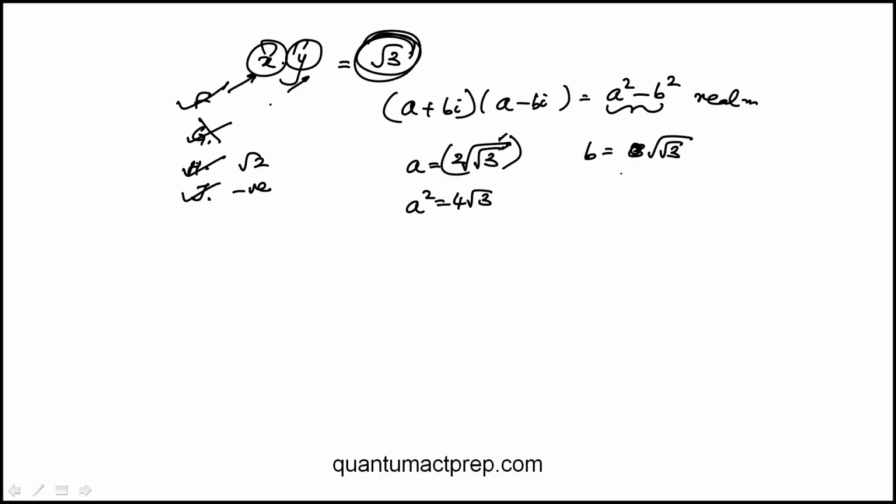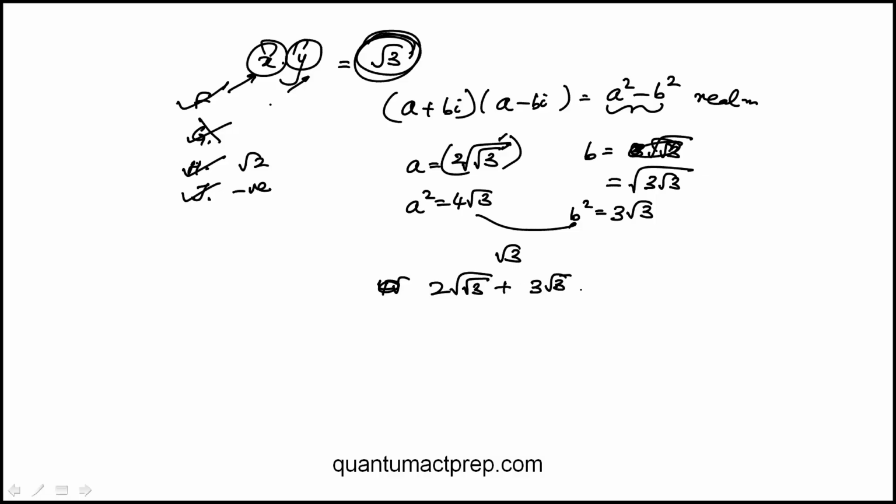Actually, I'll put the radical inside. Now when I square, b squared would become 3 root 3. And then their difference is root 3. So my x and y values are 2 root 3 plus 3 root 3. Actually, root of root 3 is kind of confusing. That's your x, and then the same thing with y with a minus here.